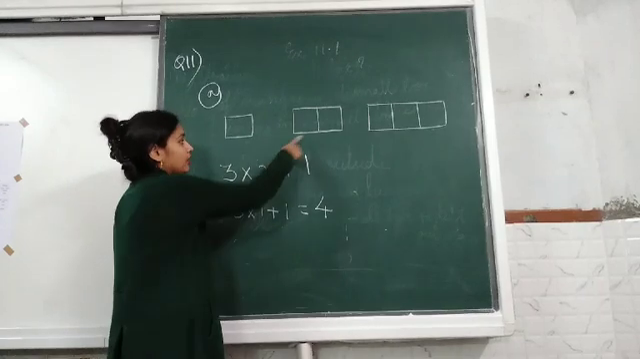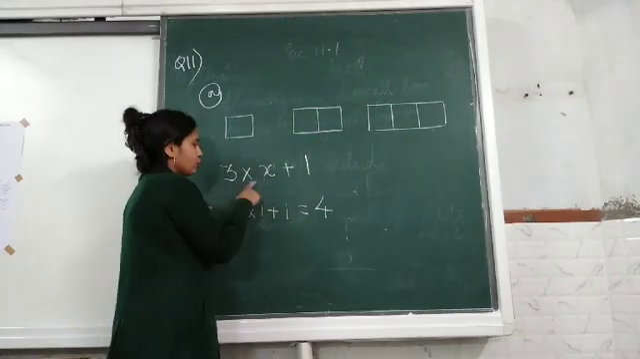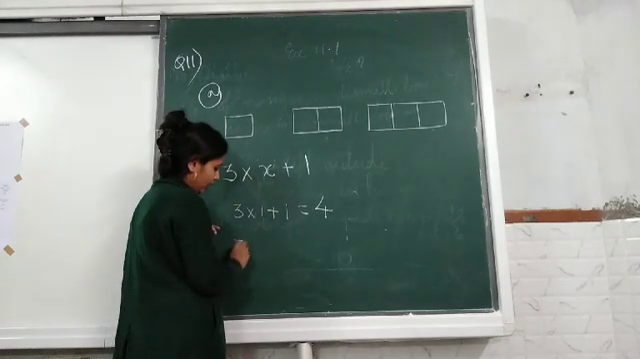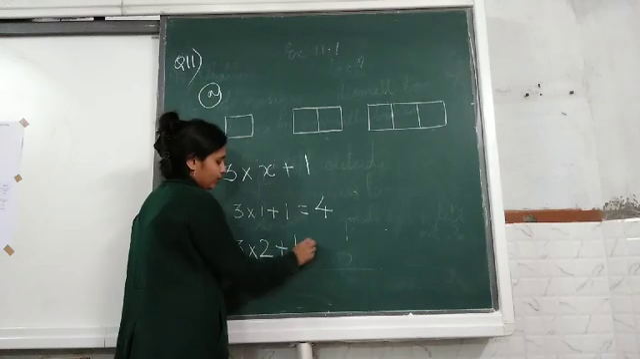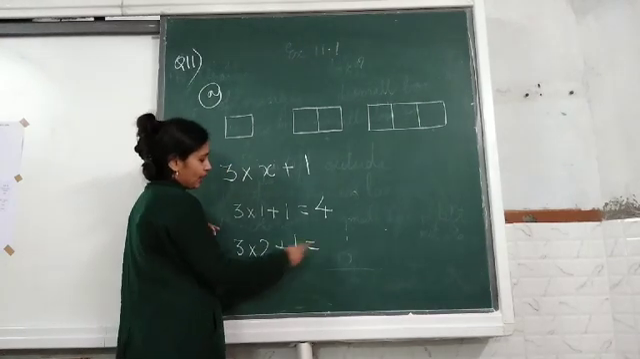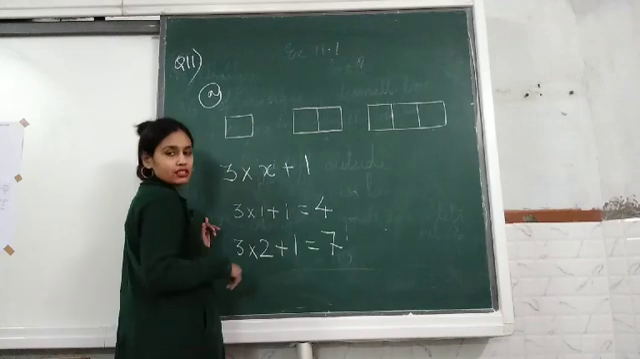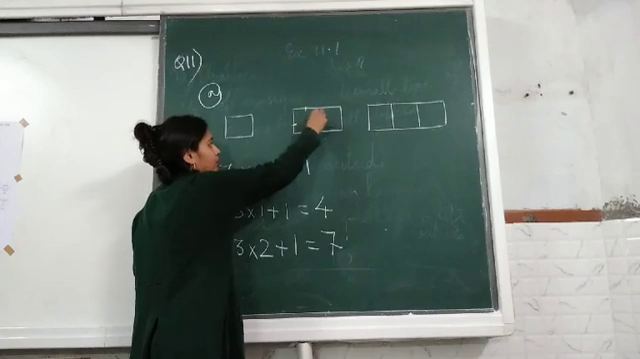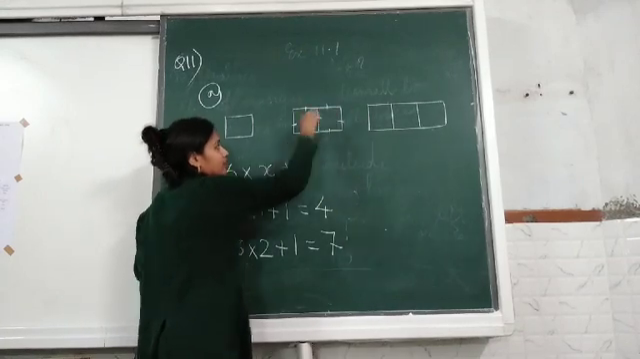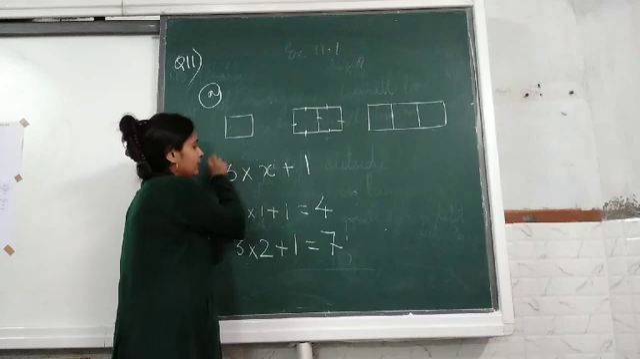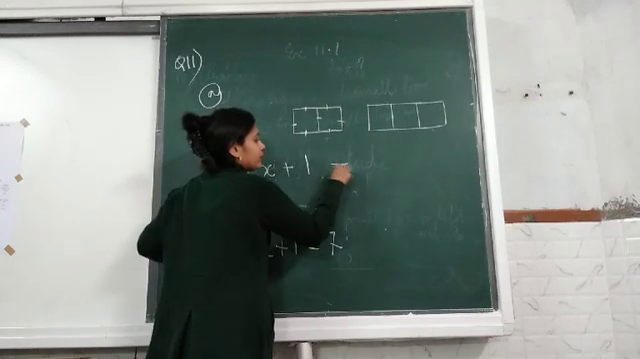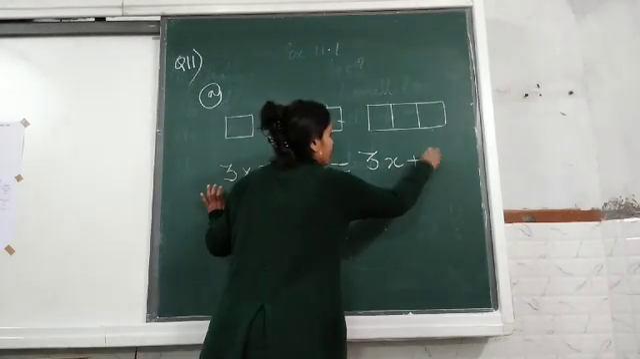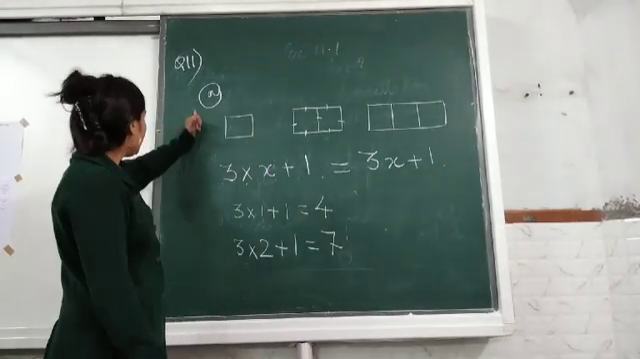Now going here patterns are 2, correct? So instead of 1, now we put the value of X as 2. So 3 into 2 plus 1. 3 2s are 6 plus 1, 7. Let's check. 7 matchsticks are used or not. 1, 2, 3, 4, 5, 6, 7. Yes. That means what is the pattern? 3 into X plus 1, which gives us 3X plus 1. Okay. So this completes the A part.